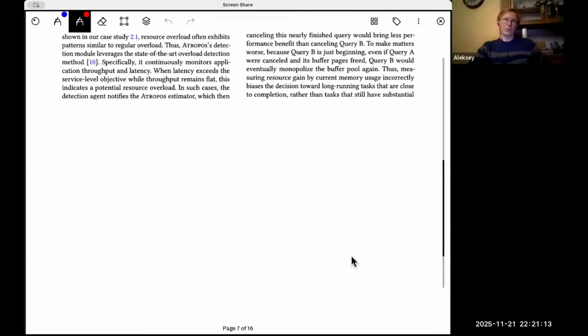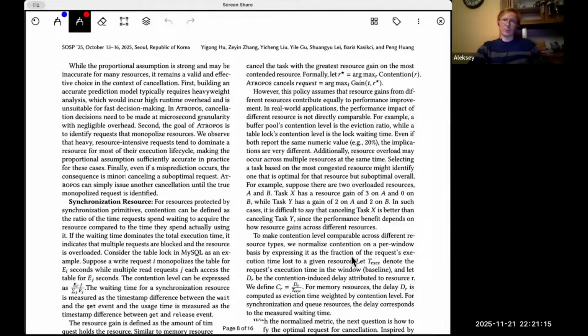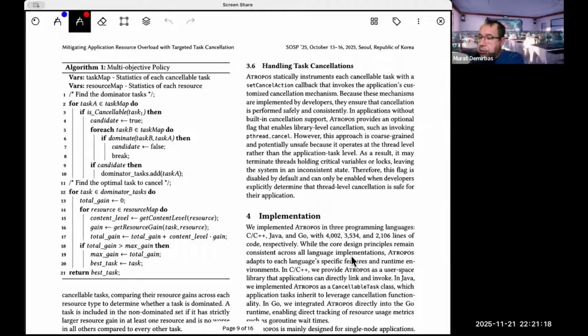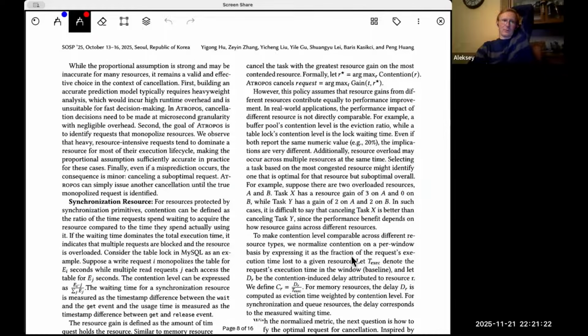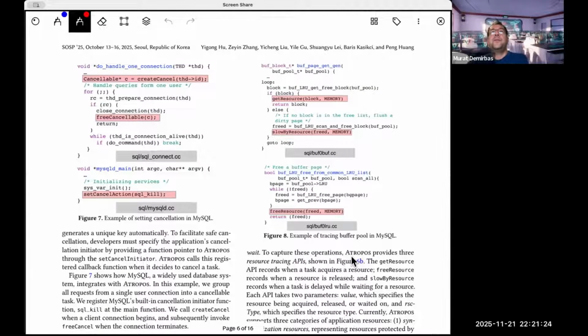So in figure 8, can you go back to figure 8 for a sec? But that's still not killing. No, it's not killing, it's tracking the resources. Right? So get resource, slow by resource, free memory. What is slow by resource?